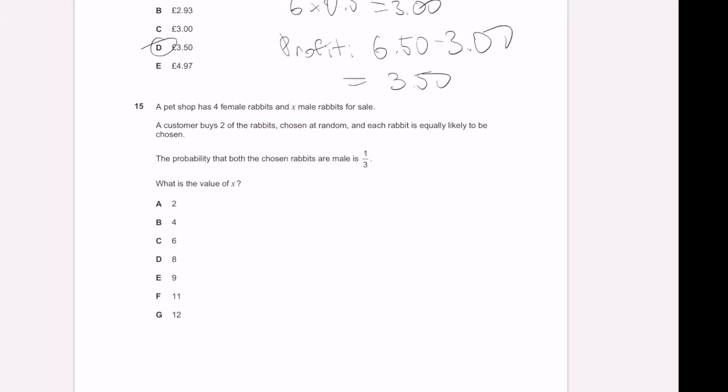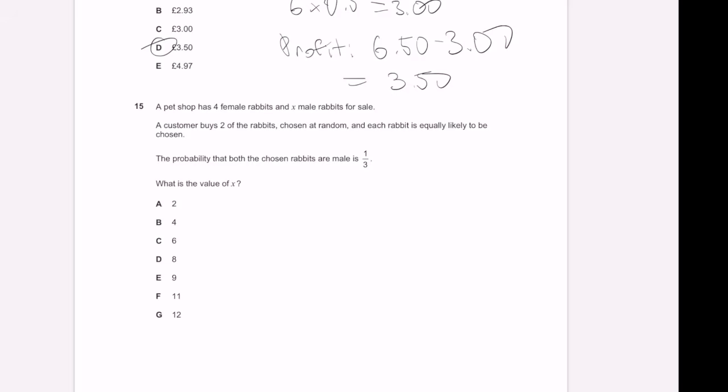A pet shop has 4 female rabbits and X male rabbits for sale. Customer buys 2 of the rabbits chosen at random, and each rabbit is equally likely to be chosen. Probability that both the chosen rabbits are male is 1/3. What is the value of X?